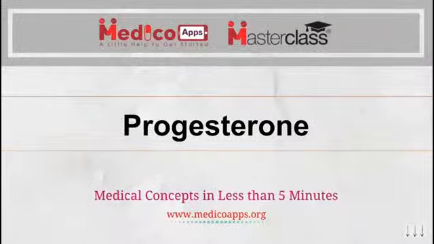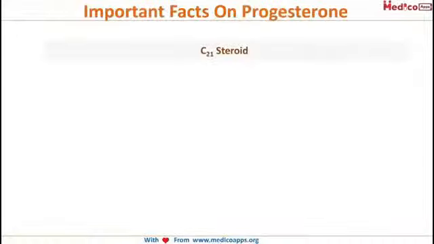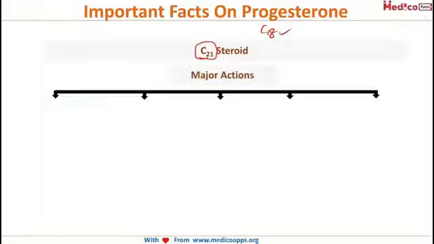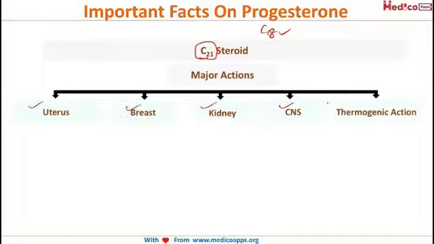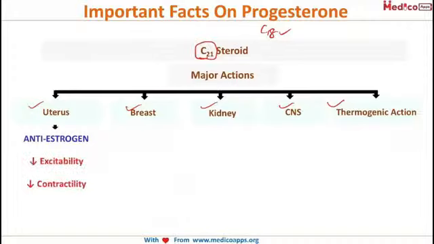With that note, let's proceed to progesterone. Now, like estrogen, progesterone is a C21 steroid. Estrogen was C18, right? Progesterone is C21 and its major actions are on the uterus, breast, kidney, CNS and also has a thermogenic action. Now, let's see what it does to the uterus. It is an anti-estrogen hormone. Simple, right? So, it will reduce the excitability and the contractility. And on the breast, however, it increases the lobular and alveolar growth of the breast. That is to aid in breastfeeding post-pregnancy, right?